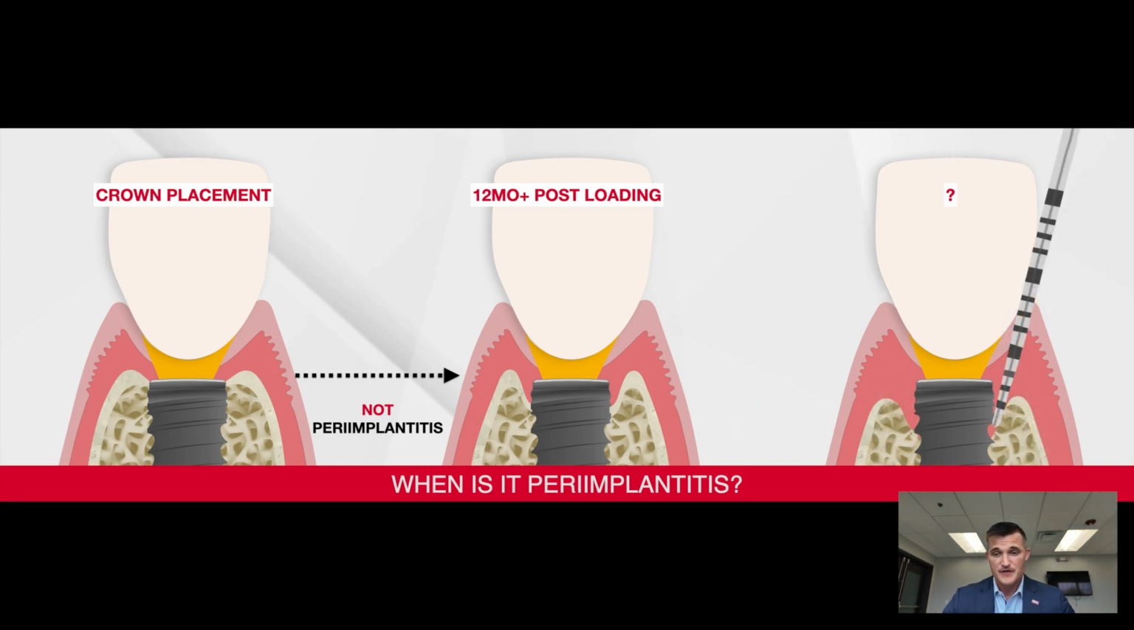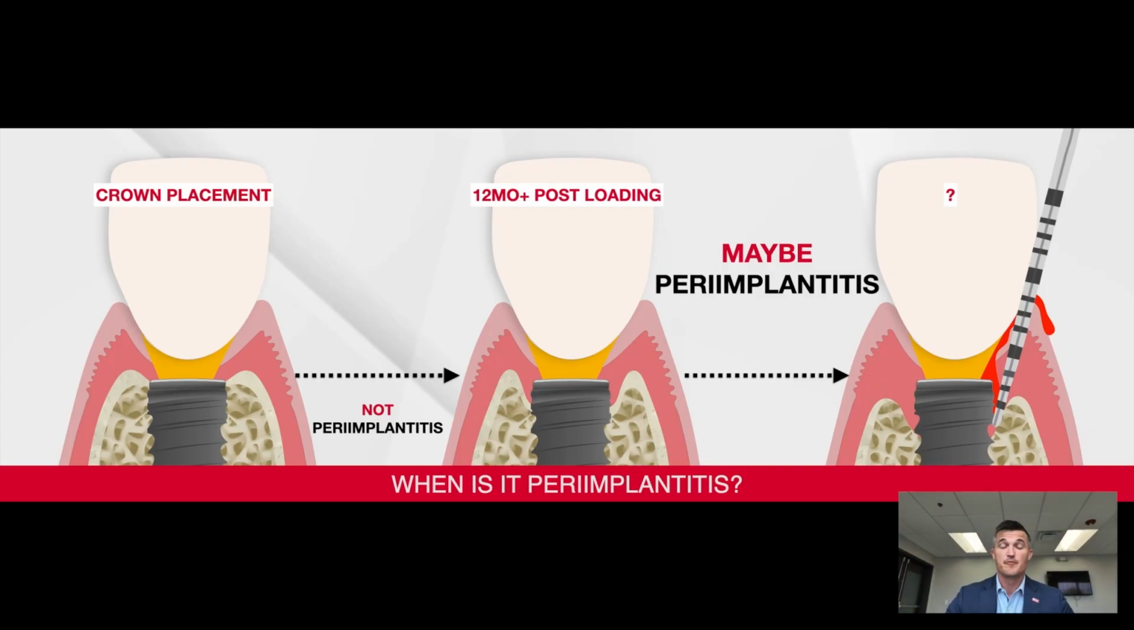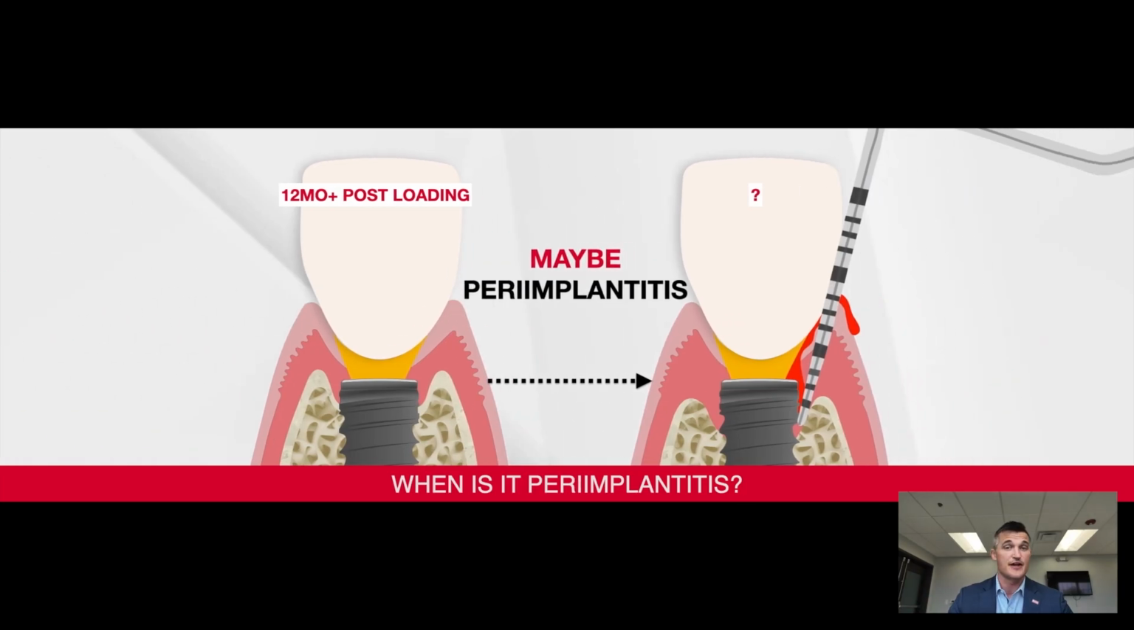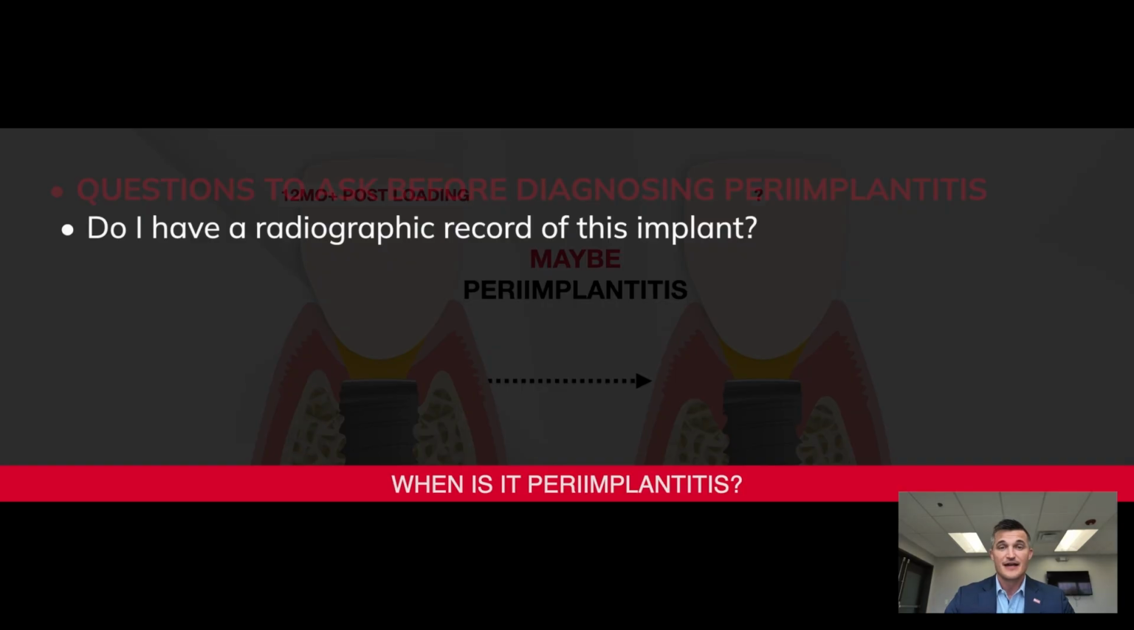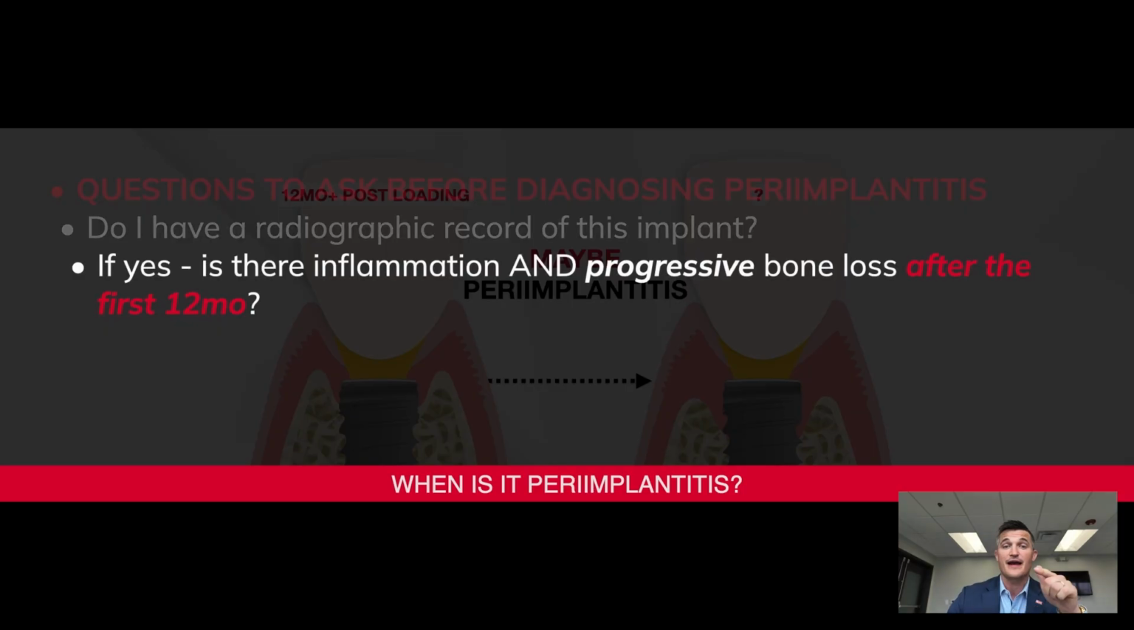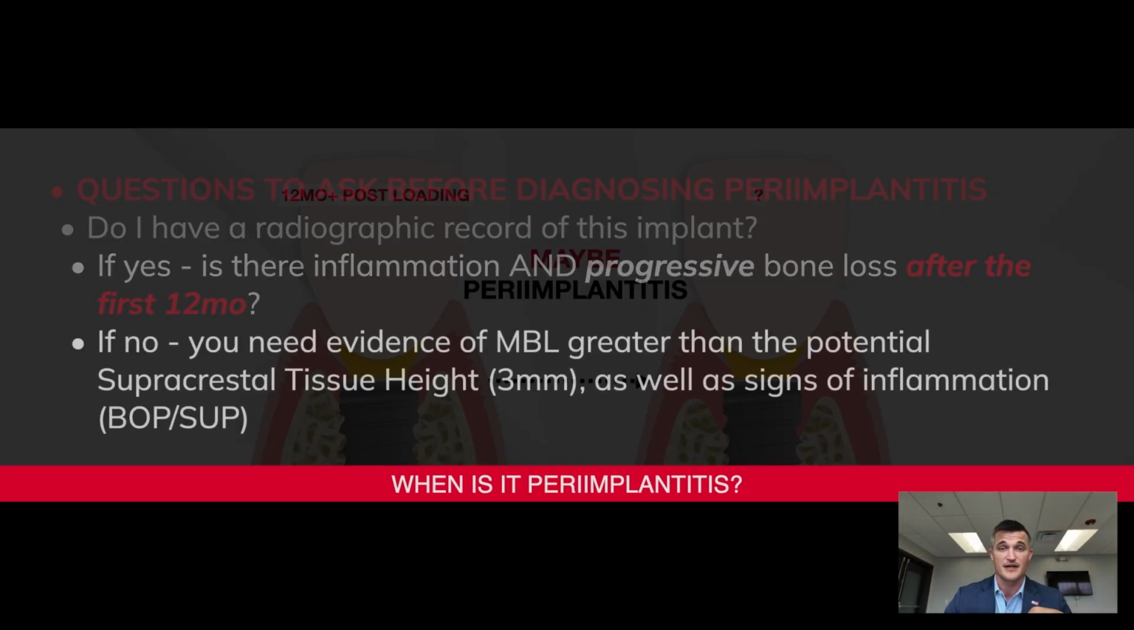The third scenario, we have progressive bone loss. We have more bone loss after that 12-month mark. And in this case, we may be dealing with peri-implantitis, but there's a couple questions we should ask ourselves before we go diagnosing peri-implantitis and either treating or referring it for treatment of peri-implantitis. The first thing we should ask is, do I have a diagnostic record of this implant? Because if I do, I can look back at the x-ray from around 12 months and I can compare it to the bone levels today. If there's been progression of that bone loss, and there's inflammation, so bleeding on probing or suppuration, then I can diagnose that there is peri-implantitis on this implant.